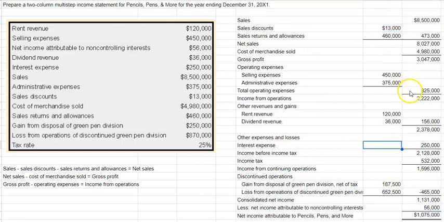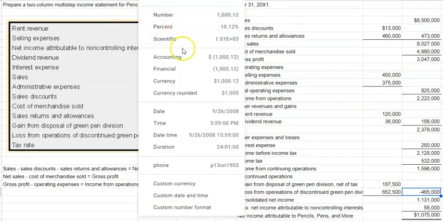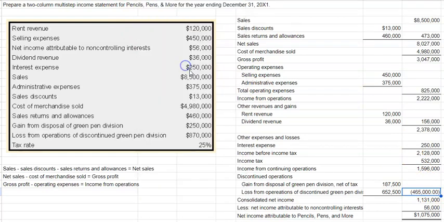There we go. Some other things, I would probably try to reformat this so that it was in parentheses. I'm not super financial. There we go. That's the one.